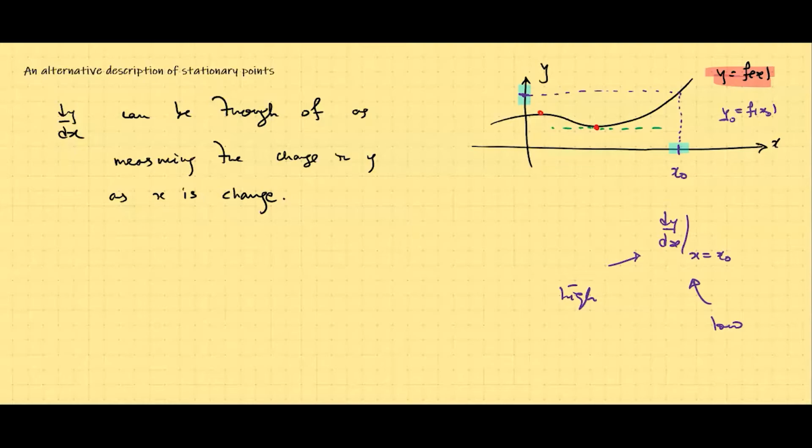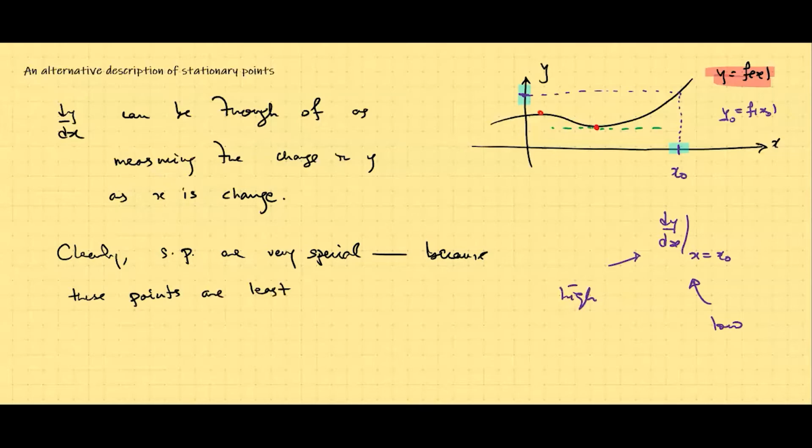So in the view of this sort of way of looking at a derivative, what we can say is, clearly, stationary points are very special because these points are least sensitive to change in local x values.